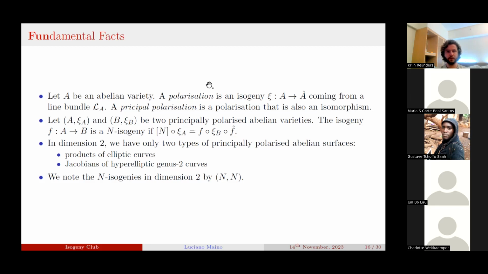Okay, there is a message in the chat. Are A and B swapped in the second bullet? Yes, thanks. Thanks, yes, sorry. I will just read the question again. Are A and B swapped in the second bullet? Yes, I did it, sorry.